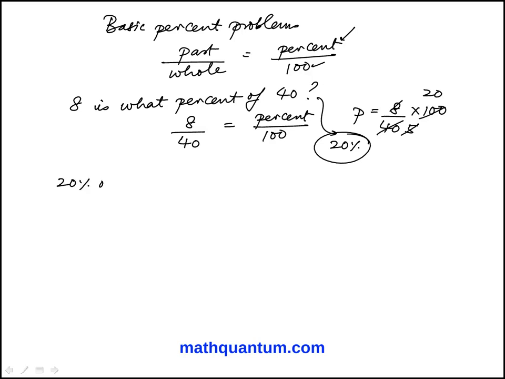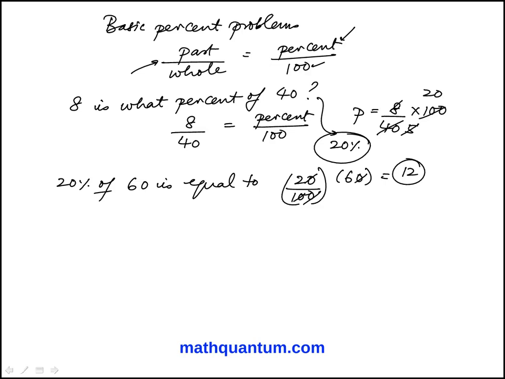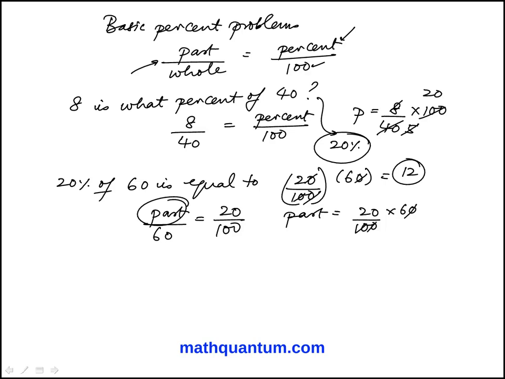Second is, 20% of 60 is equal to what? You can either do it directly, meaning create the fraction 20 over 100, and you're finding that fraction of 60. That's one way, which is 12. Or you can go back to this, and we're really looking for the part here. The whole is 60, percent is 20, and then to find the part, we just multiply both sides by 60. And again, we reduce this, knock out the zeros. 6 times 2 is 12, with the same answer.